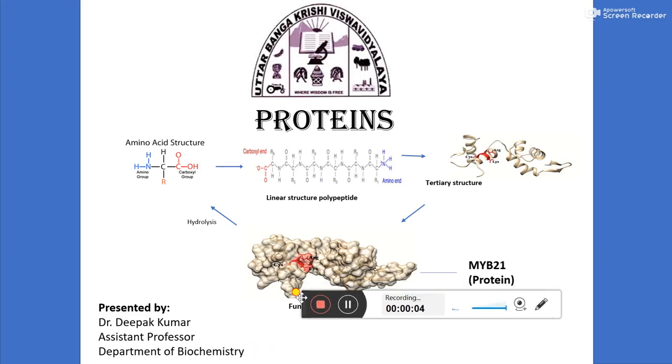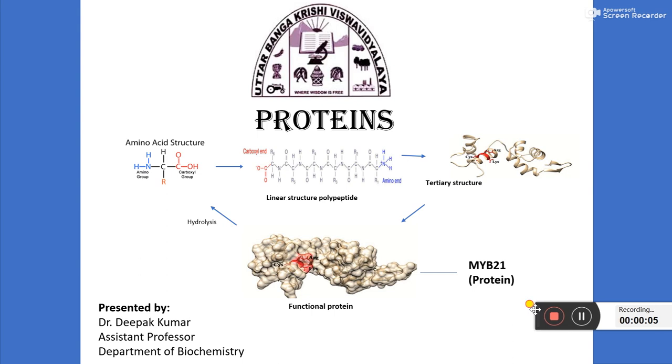Hello all of you. In this class we will discuss different tests for the quantitative analysis of different amino acids. After that we will talk about peptides and peptide bonds, and lastly we will discuss different structures of protein. So let's first start with different tests for the detection of amino acids.